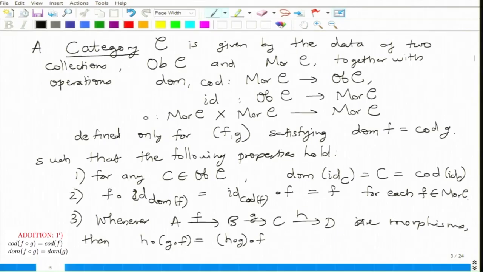Any other properties that you can think of? Sometimes there is a condition that the number of morphisms between two objects is a set. I'm glad you brought that up. Yeah, the set theoretic issues. So we have to discuss them, but that's not part of the definition over here.